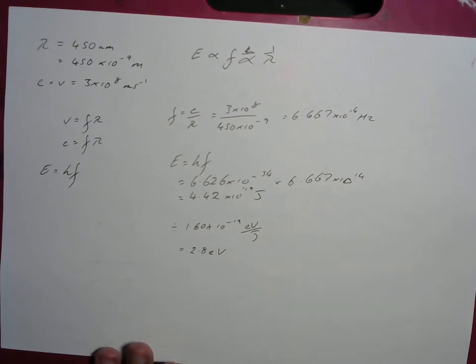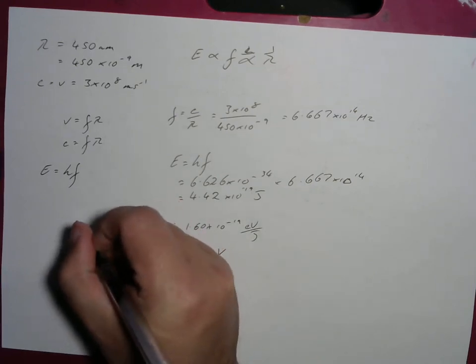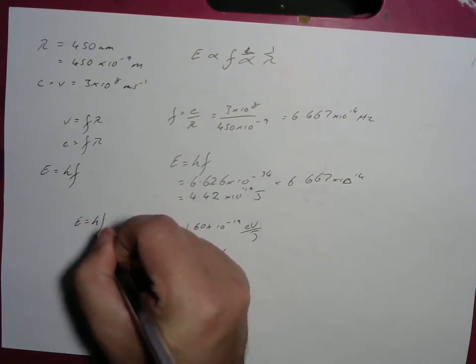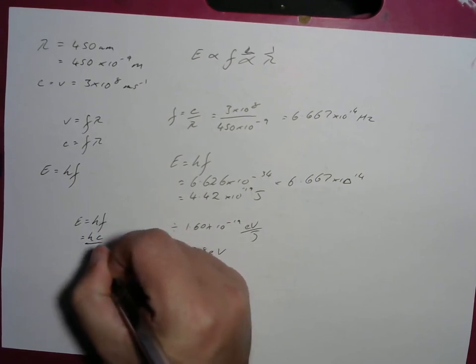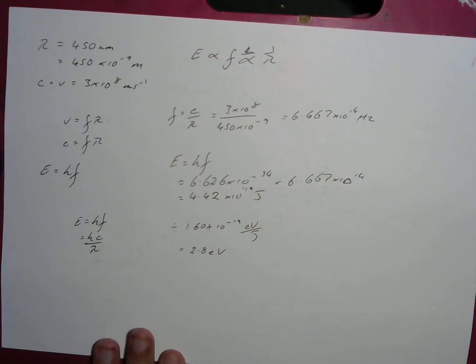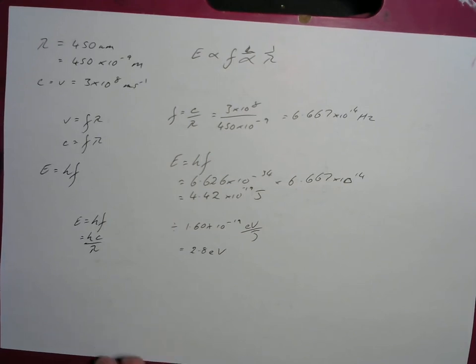So pretty straightforward sort of question. You may find that you would prefer to go E equals hf equals hc over lambda, and then just substitute it all in. That is perfectly fine as well. You would get the right answer with that method too.